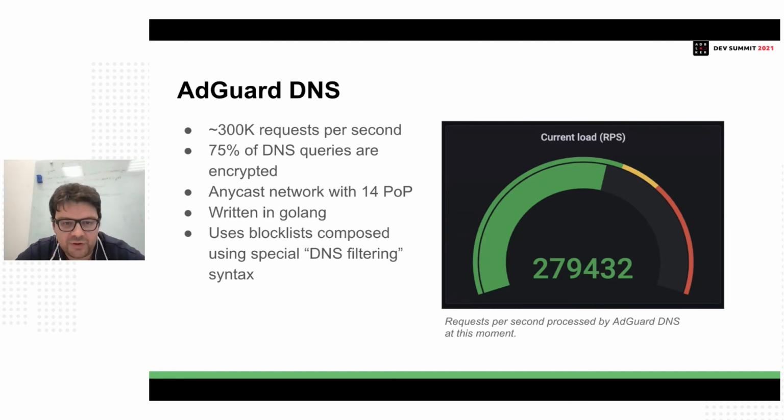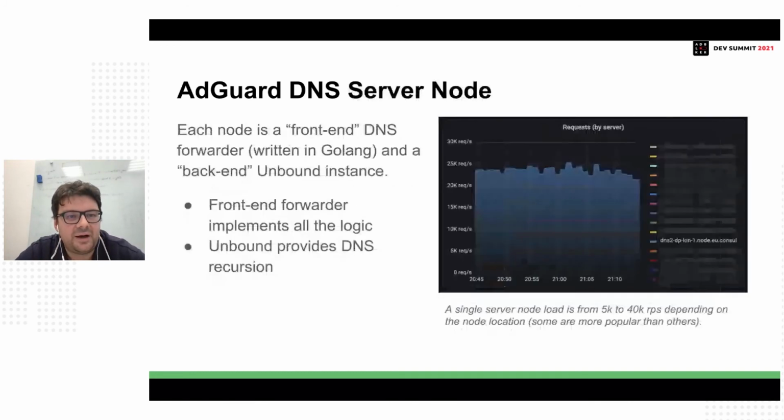Adguard DNS is written in Golang, and it uses block lists composed using special DNS filtering syntax, which I'll describe a bit later. Each Adguard DNS node consists of several parts. On the front end, we have a DNS forwarder written in Golang as well that implements all the logic. By logic, I mean DNS filtering, caching, etc.